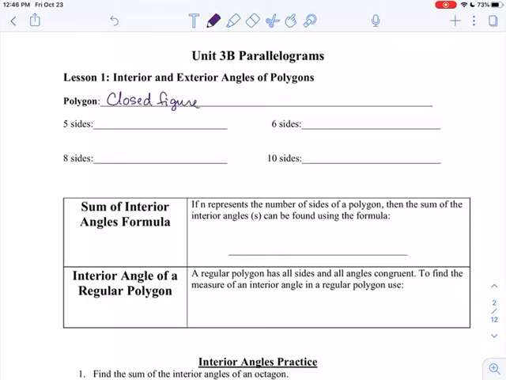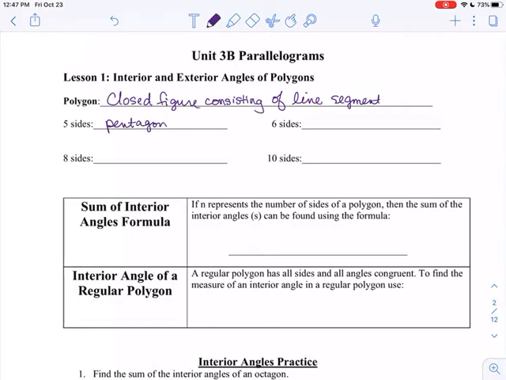A polygon is just a closed figure consisting of line segments. Closed figure meaning the beginning and the end meet. So a triangle is a polygon, a parallelogram is a polygon, a pentagon is a polygon.